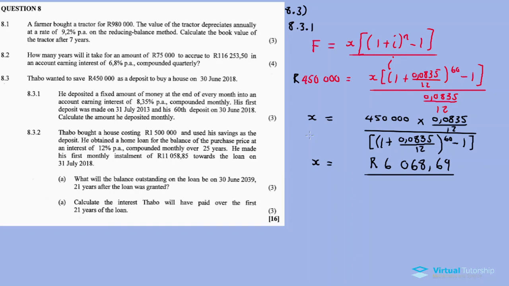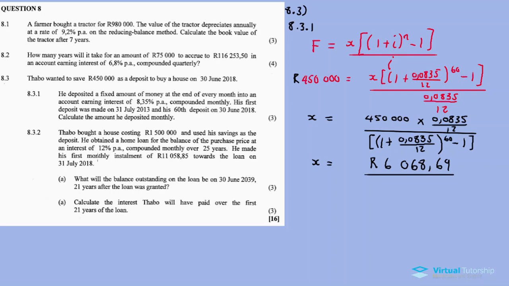So he bought a house costing 1.5 million, and then uses that 450,000, the amount as a deposit for his house. Then for the remaining balance, what will he do? He will borrow money from the bank so that he can buy that house. And that loan he takes costs 12% per annum compounded monthly over 25 years.